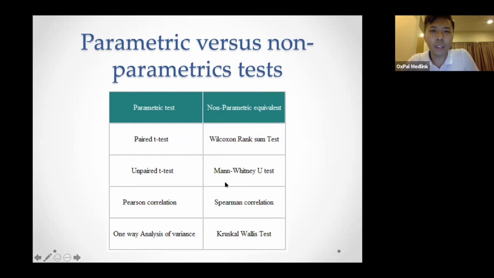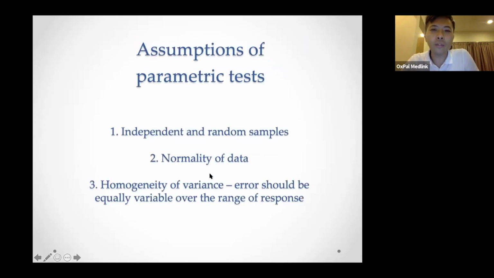But what's the difference, one might ask? Let's first look at some of the assumptions of parametric tests. Okay, an assumption is something that we need to assume of the data. There are three assumptions: independent and random samples, the data is normally distributed, and there is homogeneous variance. The error should be equally variable over the range of the response.